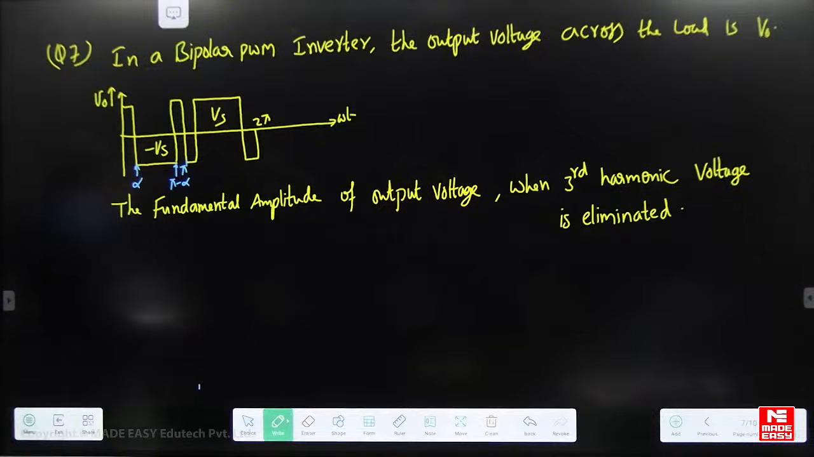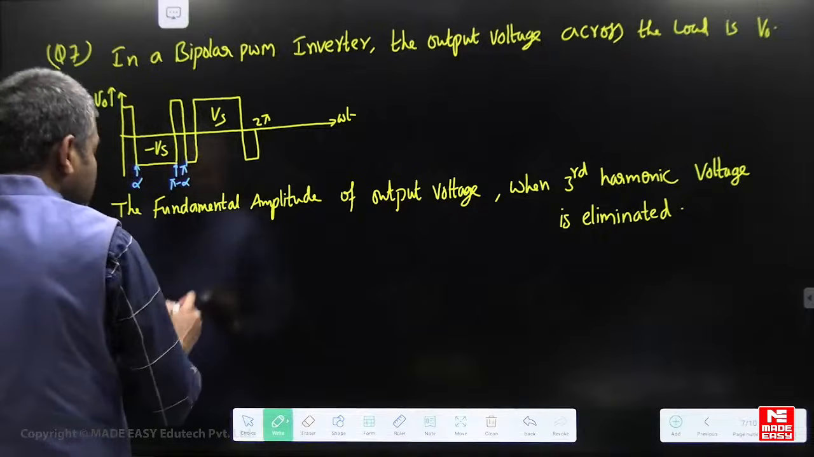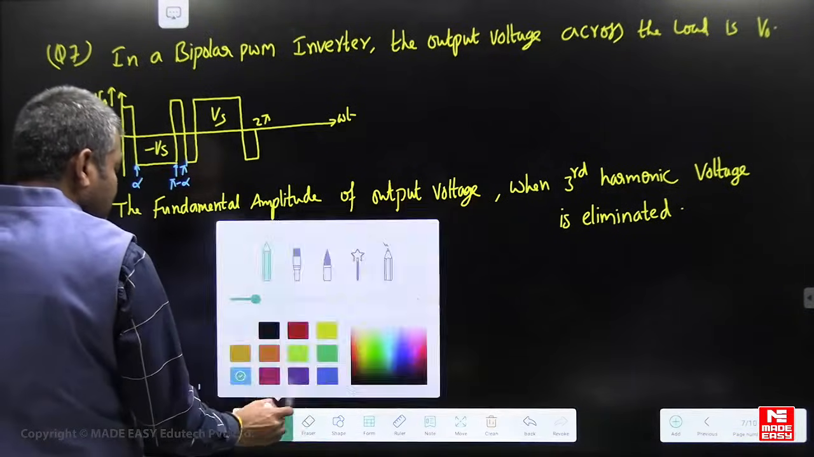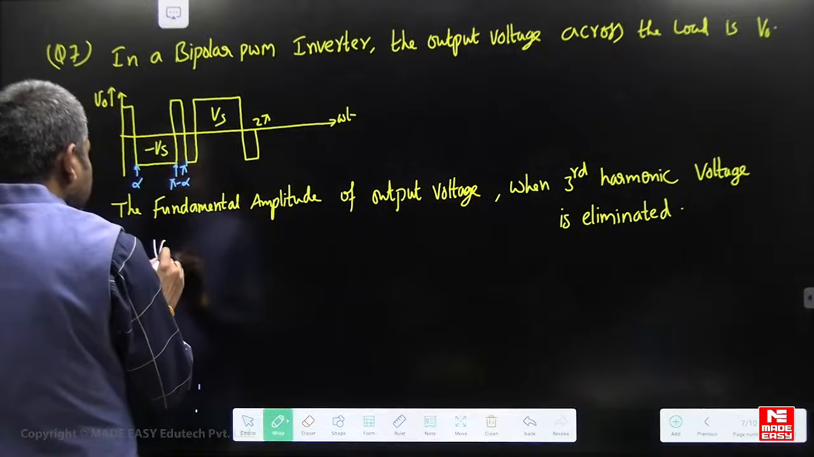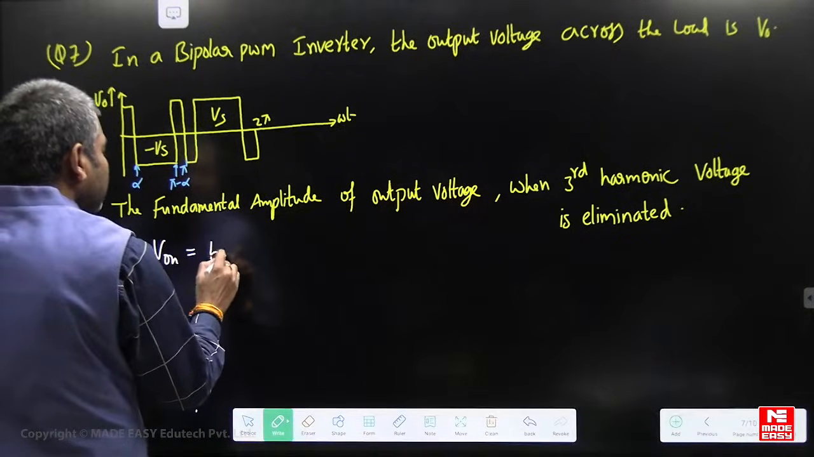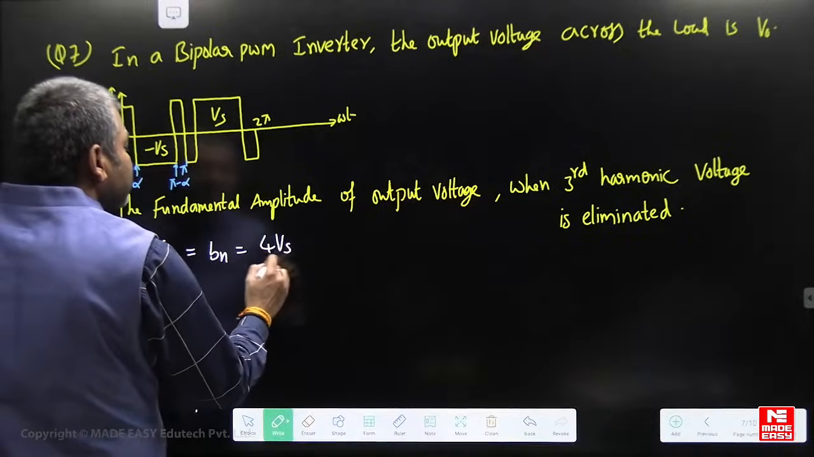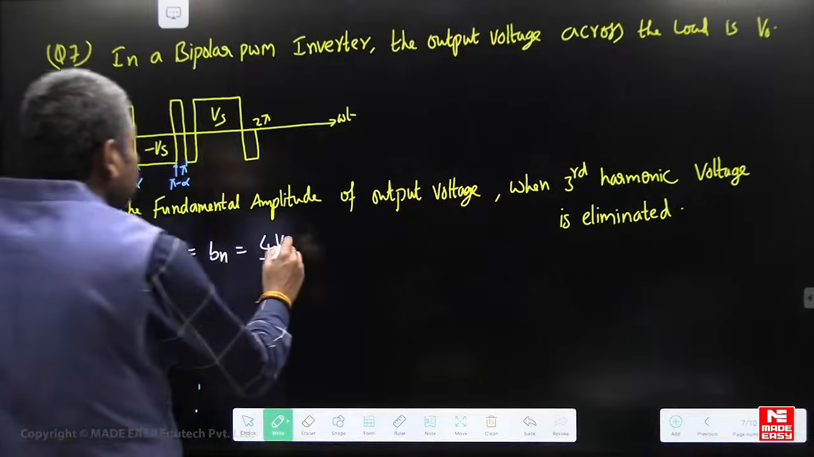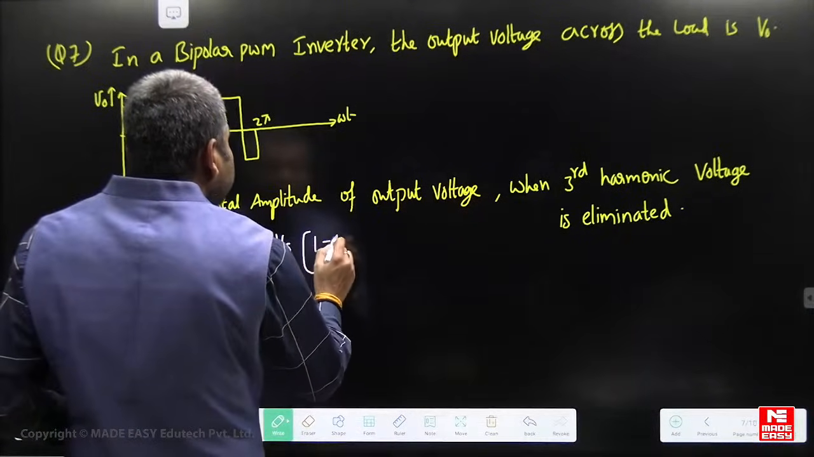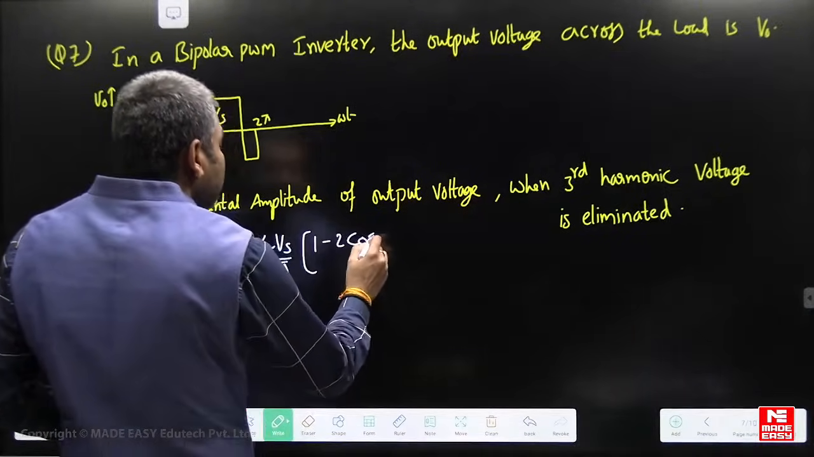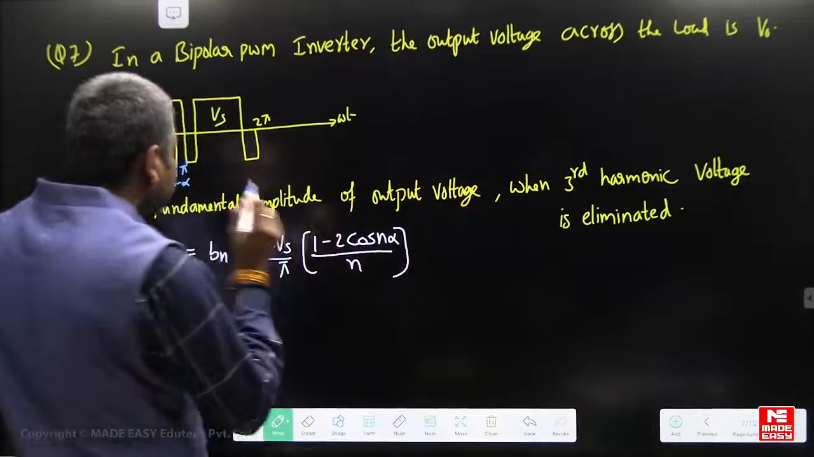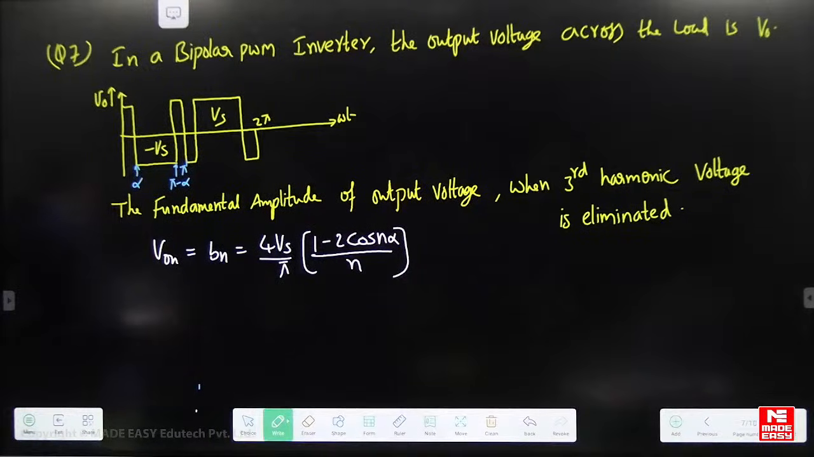Yes, so here what is the nth harmonic amplitude? This also has quarter wave symmetry. The nth harmonic amplitude is given by Bn equals 4 into Vs by pi into (1 minus 2 cos n alpha) by n. Please verify this. 4 into Vs by pi, 1 minus 2 cos n alpha by n.